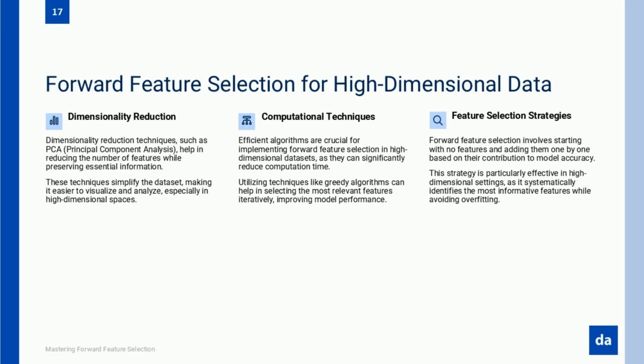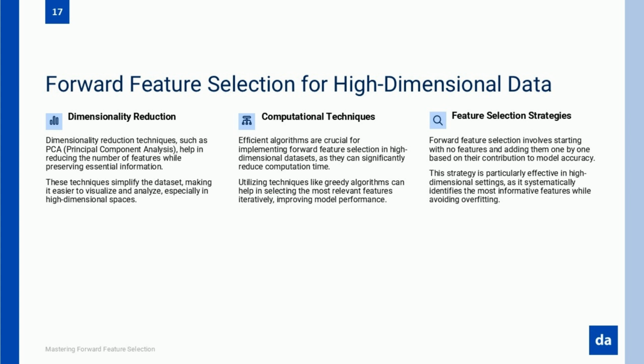When you're working with just a handful of features, forward feature selection is straightforward. But what happens when your dataset has thousands of features? Things get messy fast. High-dimensional data is a whole different beast, and if you don't handle it properly, your model will be stuck crunching numbers forever, or worse, learning patterns that don't actually exist.